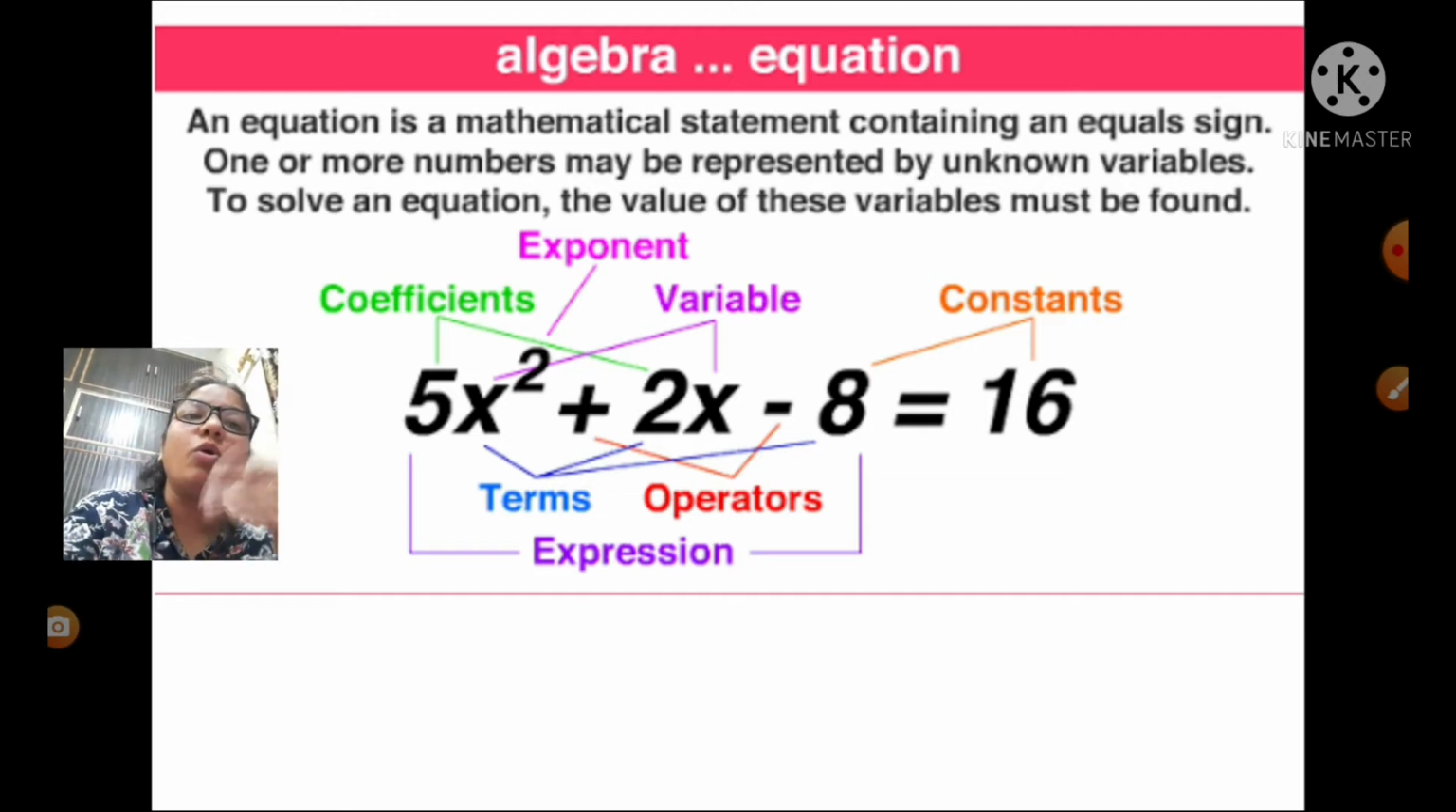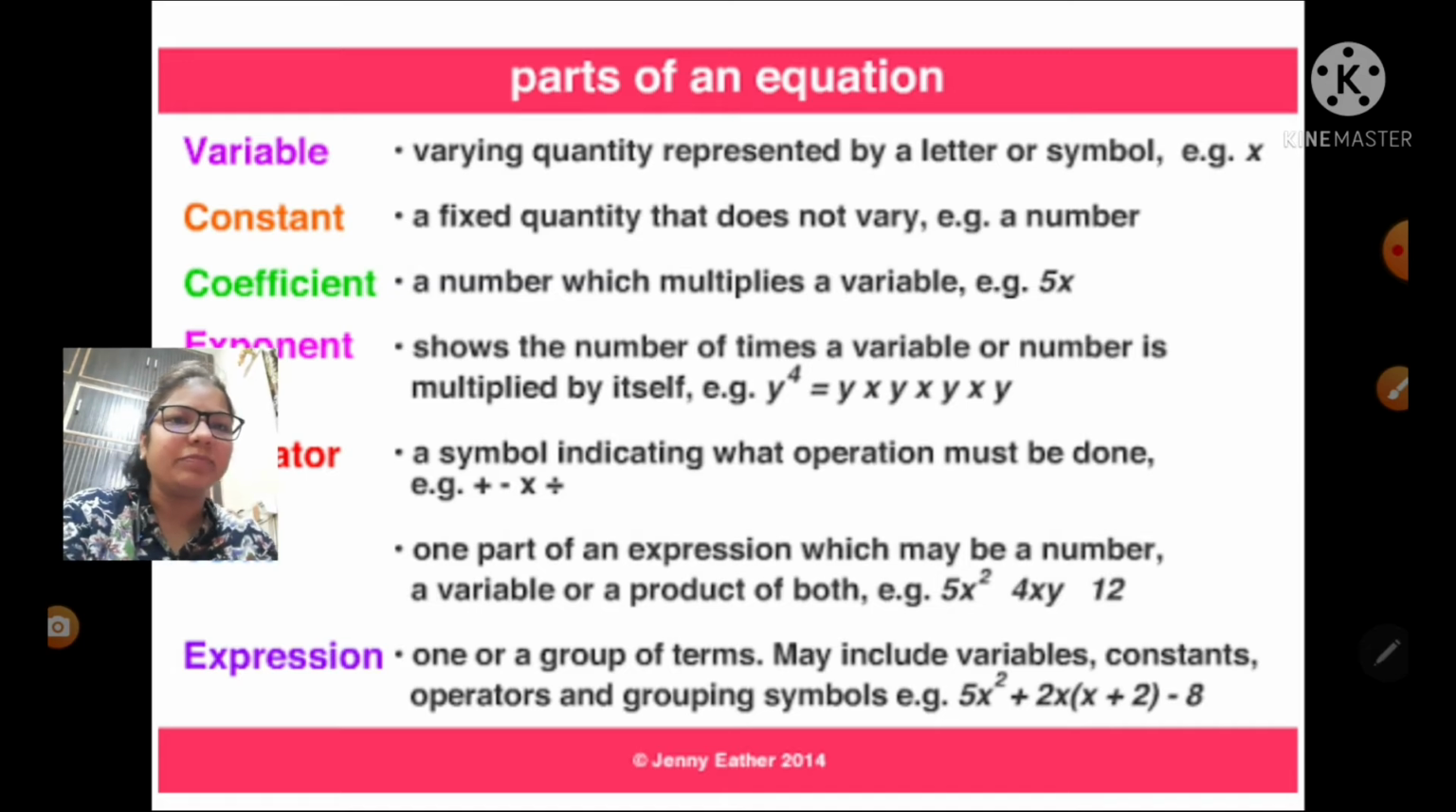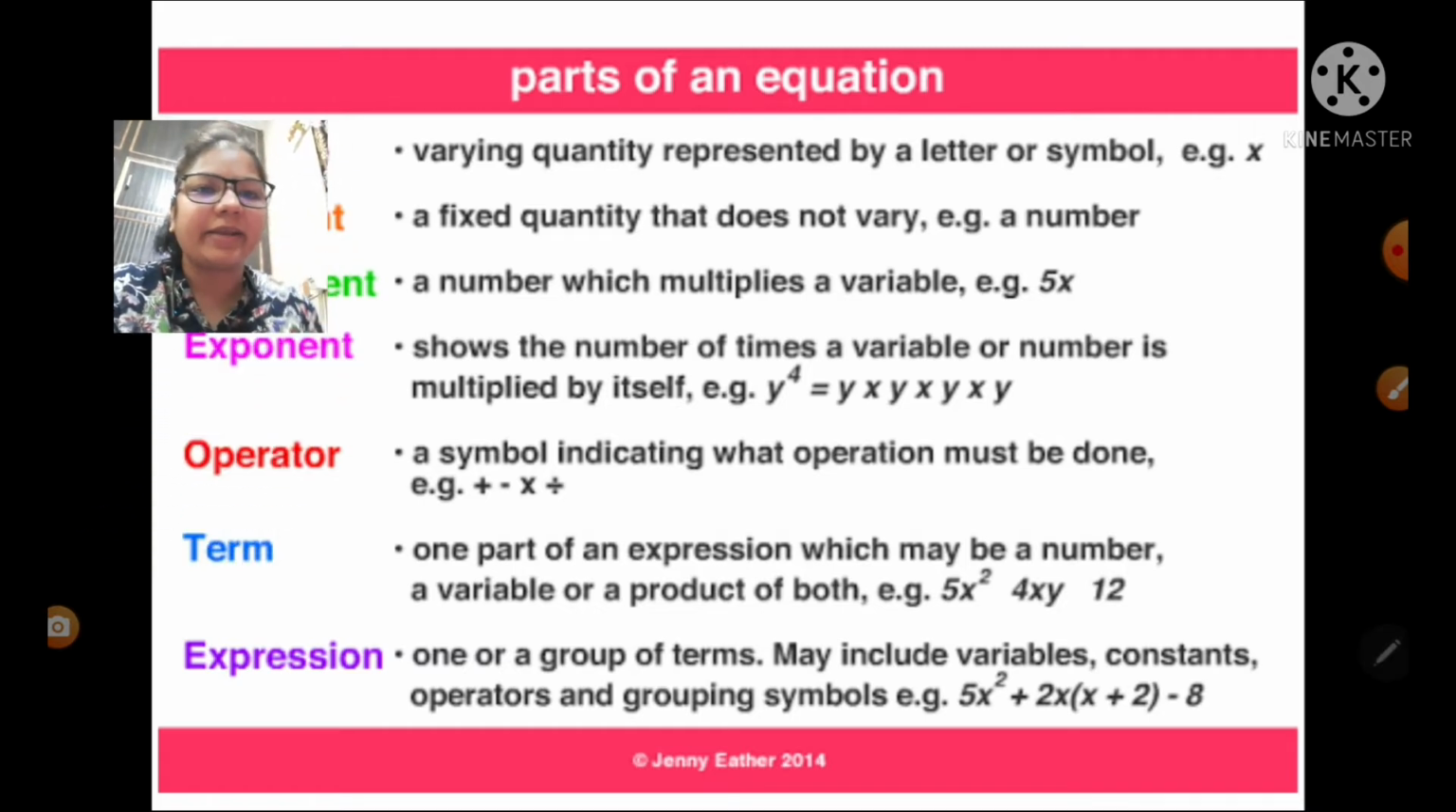And all these make an expression. But if the expression has an equal sign, then that will be your equation. Isn't it easy? Let's learn more about it. Okay, this we have done: variable, constant, coefficient, exponent and your operator.